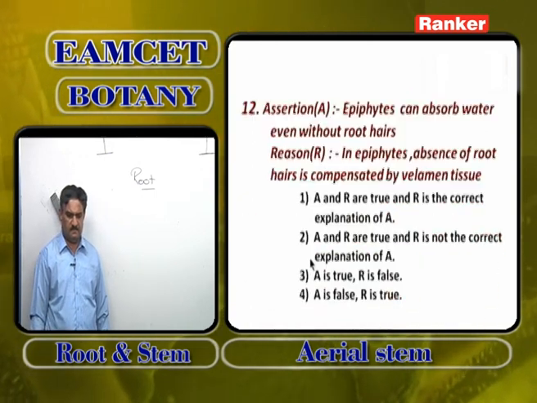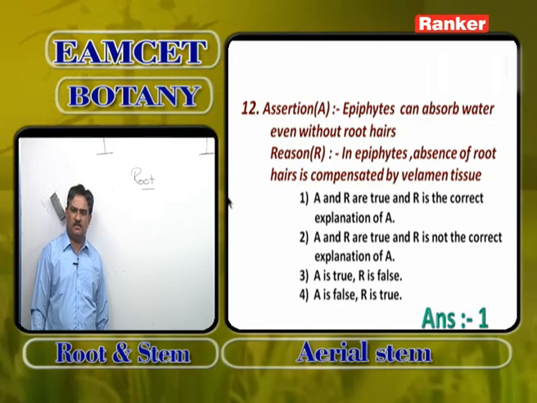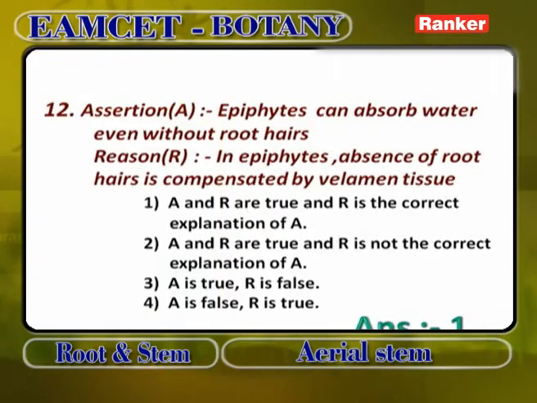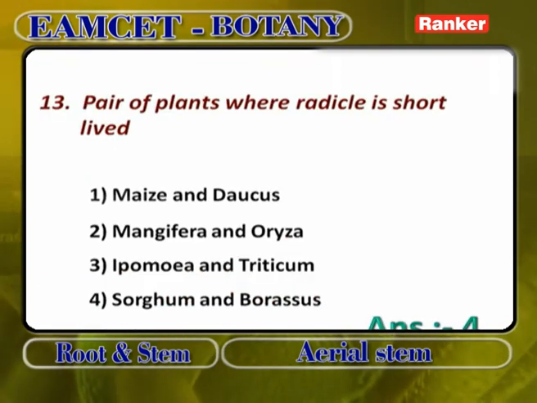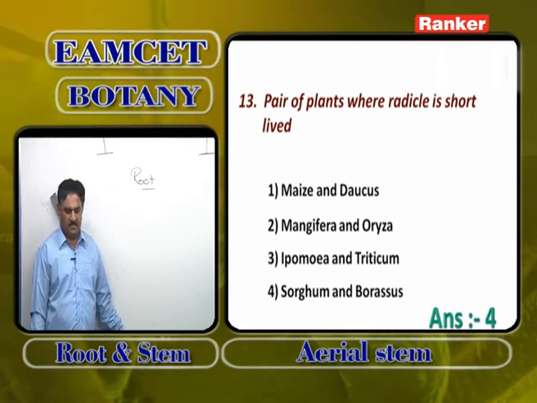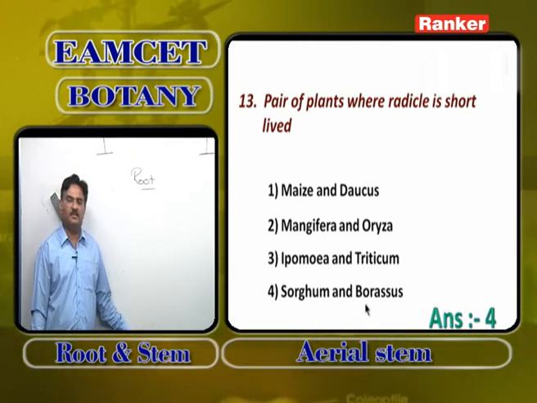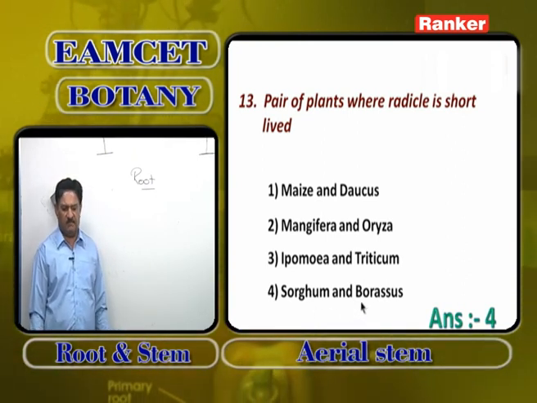Next. And again assertion. Epiphytes can absorb water even without root hair. In epiphytes, absence of root hair is completely compensated by velamen tissue. So, first option A and R are correct. R is the correct explanation of A. Next. Pair of plants where radicle is short-lived. Radicle short-lived means adventitious roots are present or fibrous roots are present. Example is sorghum and borassus, because their taproot is gone and adventitious roots are formed.